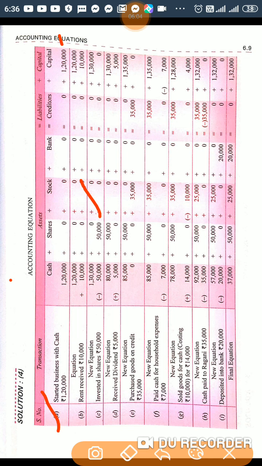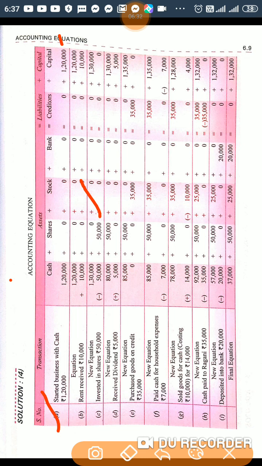So asset is increased by the same amount and at the same time decreased by the same amount. So the equation will remain unaffected, and the new equation will be: cash balance becomes 80,000, shares is increased by 50,000, so plus 50,000, stock is 0, bank is 0, creditor is 0, capital is 1,30,000. So if you add both the sides, you get that both the sides have a balance of 1,30,000.